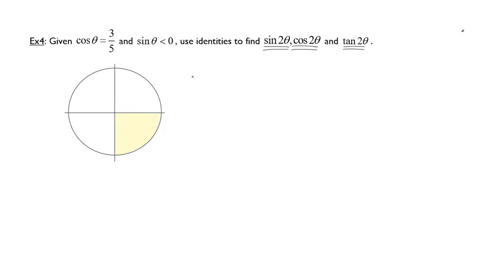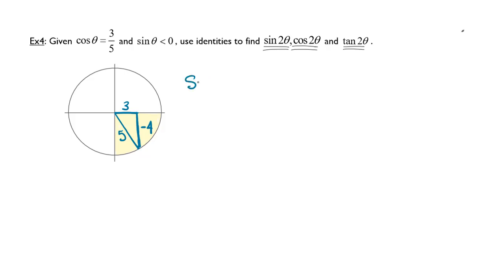Now that I have identified which quadrant I need to use, I'm going to sketch cosine of theta equals 3/5 in the fourth quadrant. I know that my adjacent side is 3 and my hypotenuse is 5. That means I must have a 3, 4, 5 triangle. The hypotenuse is never negative, and 3 is in the positive direction, so that means the opposite side must be -4.